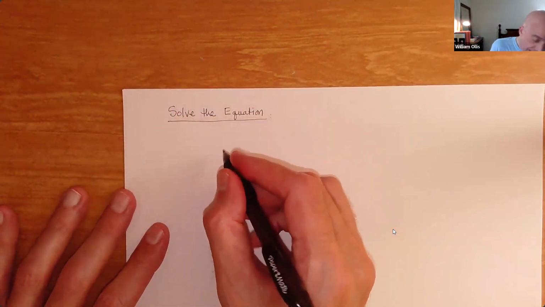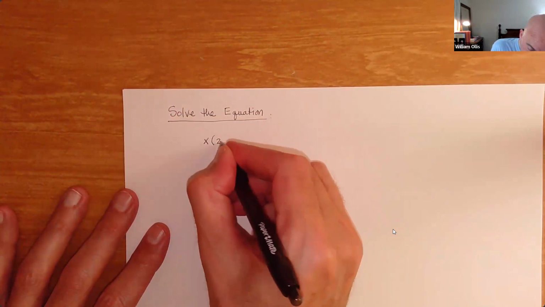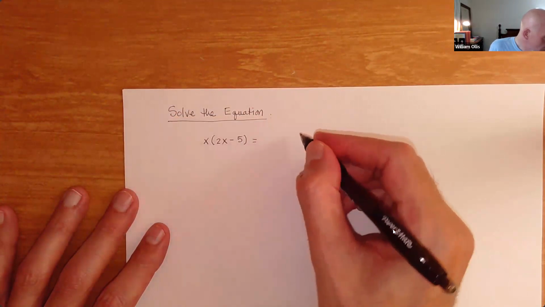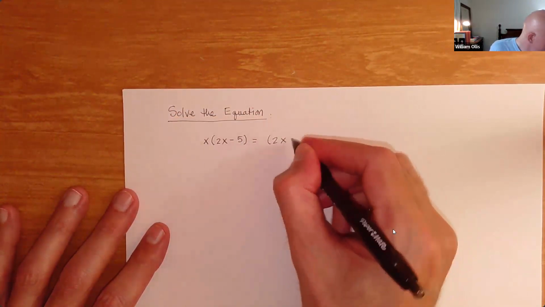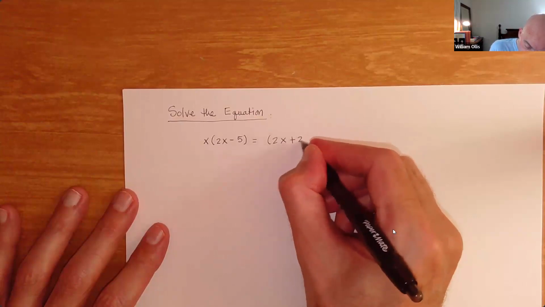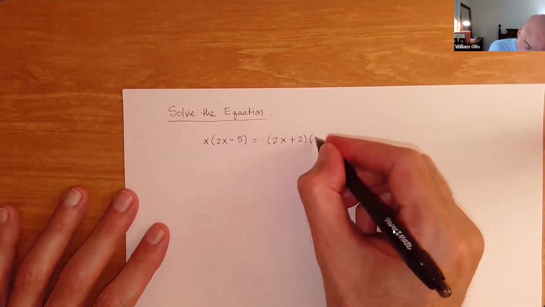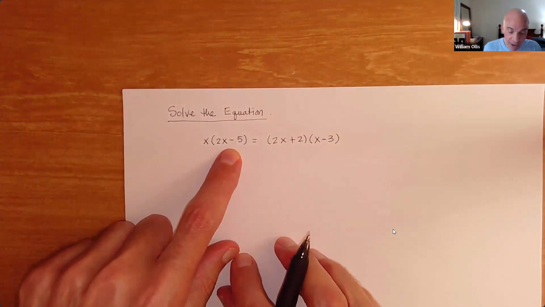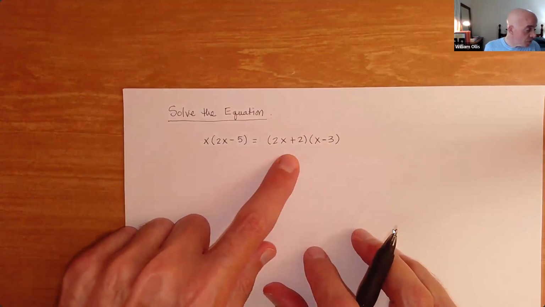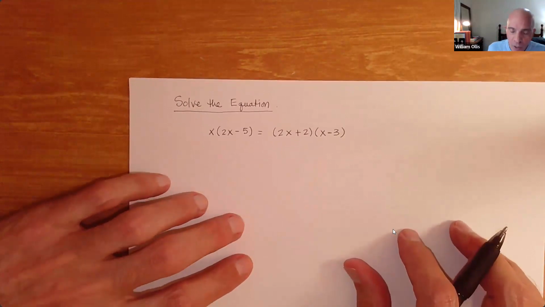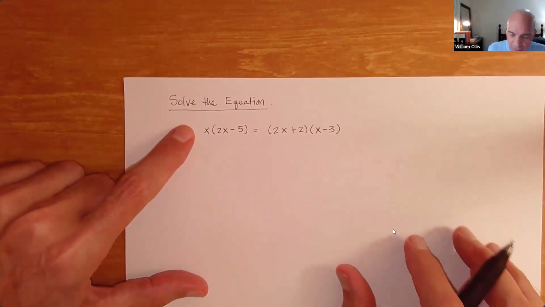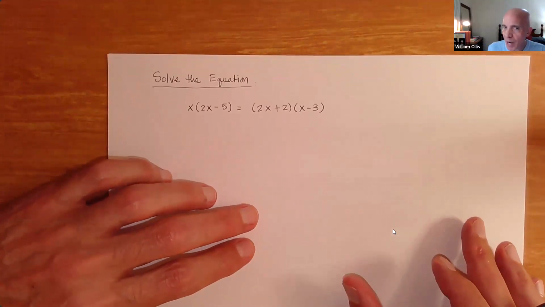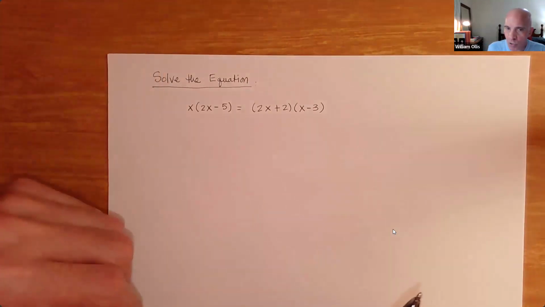So here we've got x times 2x minus 5 equals 2x plus 2 times x minus 3. So again, we have x times 2x minus 5 equals 2x plus 2 times x minus 3. Now, what you notice about this is that when you apply the distributive law, you will get square terms or quadratic terms, but you can see that they're most likely going to absorb.